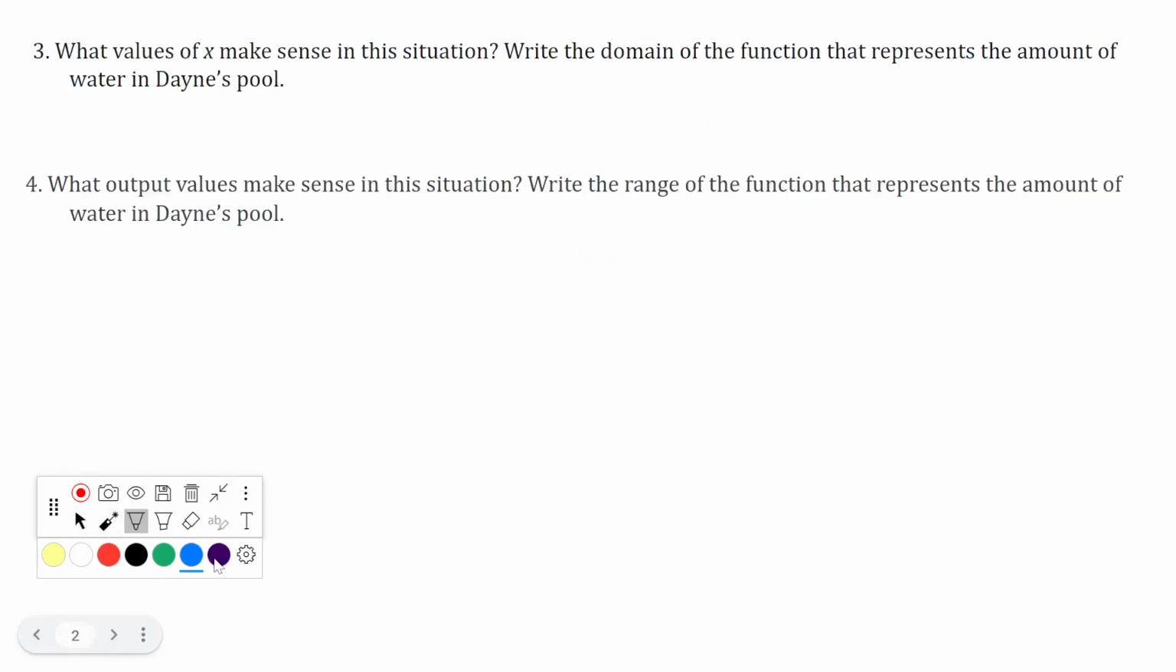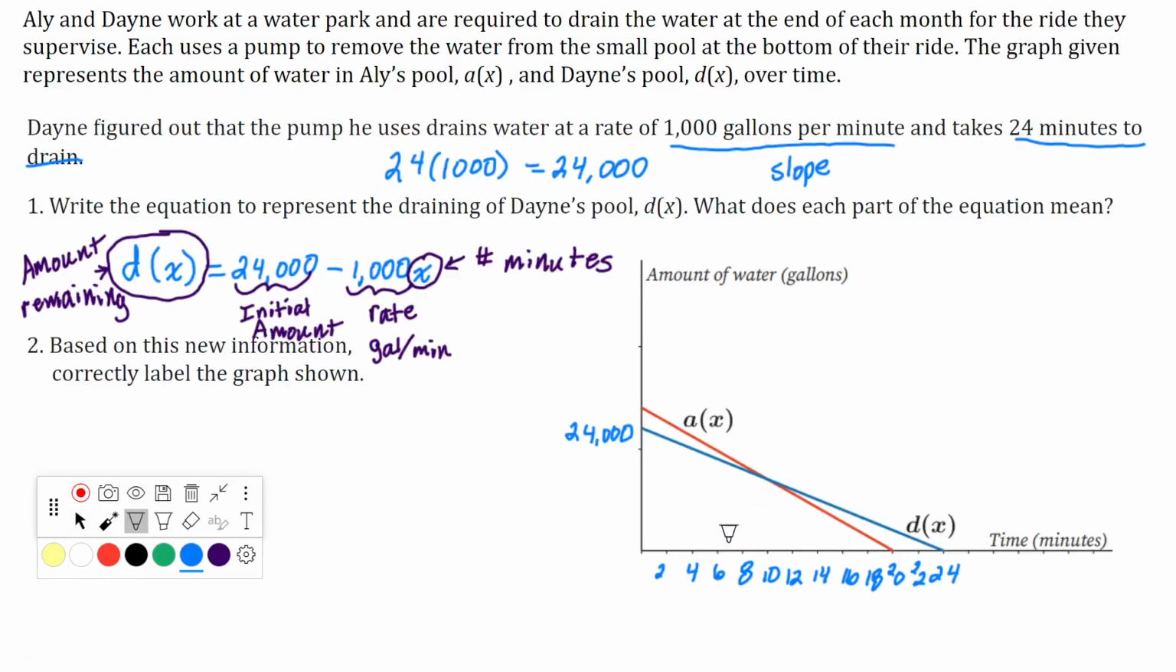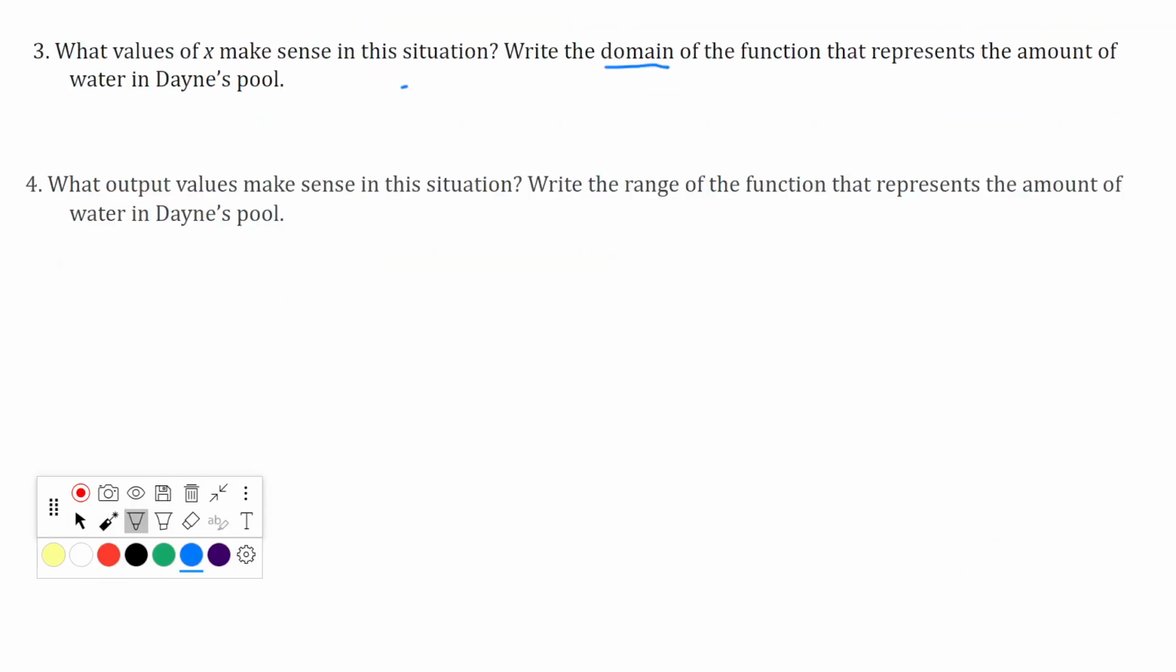If we look at our next question, what values of x make sense in this situation? Write the domain of the function that represents the amount of water in Dane's pool. So if we go back and look at our graph, domain is the set of inputs we can use, so the set of x values. It makes sense to use x values from 0 until 24 because that's when the pool is full until the pool is empty. So the domain, using interval notation, is 0 to 24.